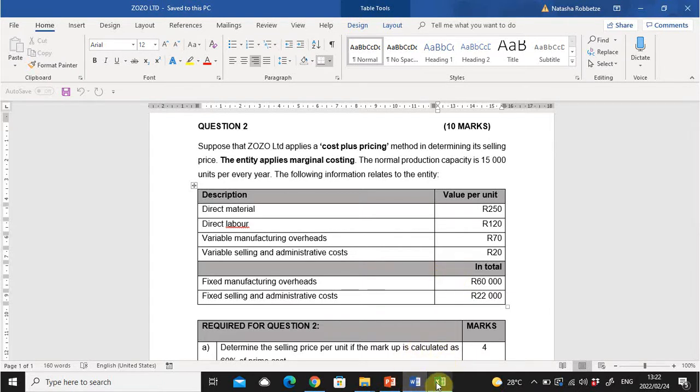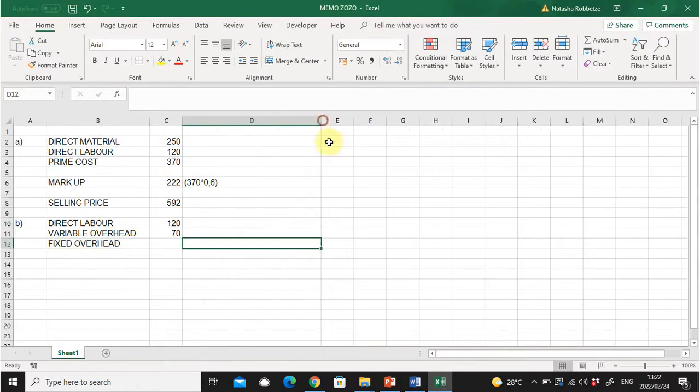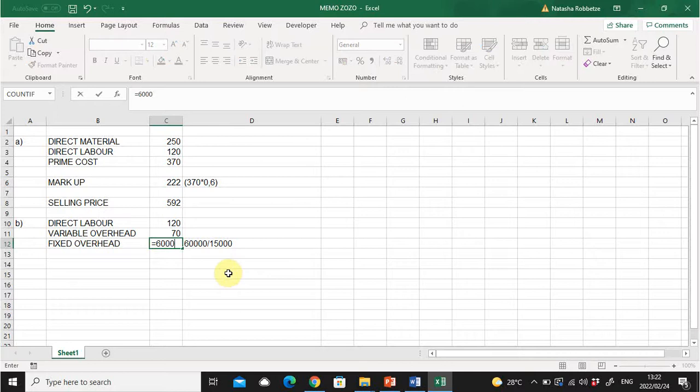And in calculating that, I'm going to take the 60,000 and I'm going to divide the 60,000 by the number of production units, the normal capacity. And if I do that calculation, I get 4 Rand fixed overhead per unit.